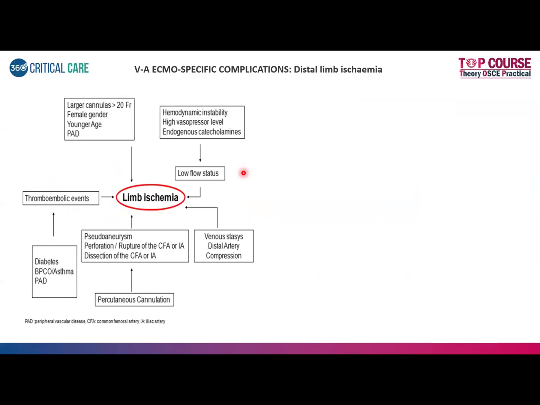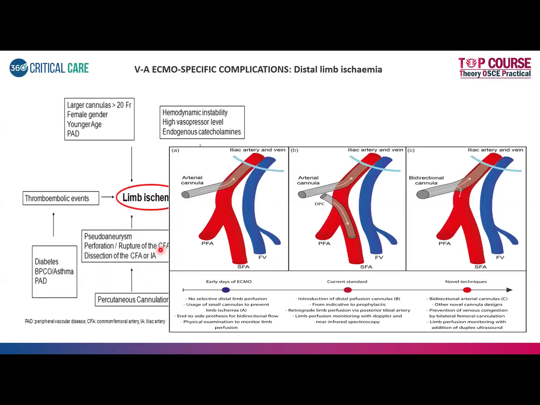Another VA ECMO specific complication is distal limb ischemia. Usually it happens when the patient is hemodynamically unstable or is in a high vasopressor state where there is a low flow state, or a larger cannula is used in younger patients, female gender, any thromboembolic events that have happened, or when additional risk factors are present, or the patient has perforation or rupture of the common femoral artery, or there is venous stasis or a distal artery compression. In such cases, this particular entity happens, which is limb ischemia.